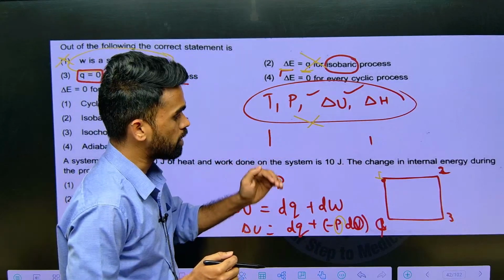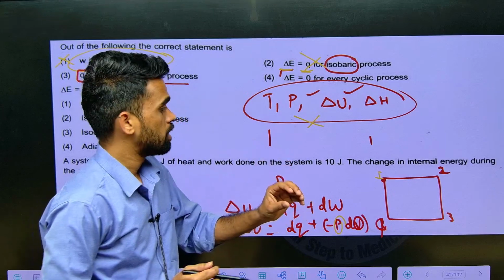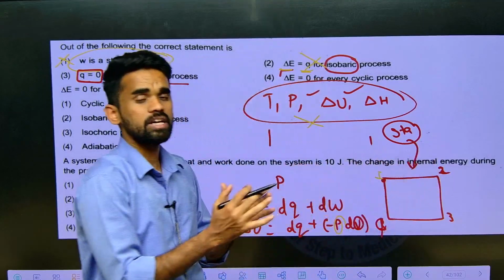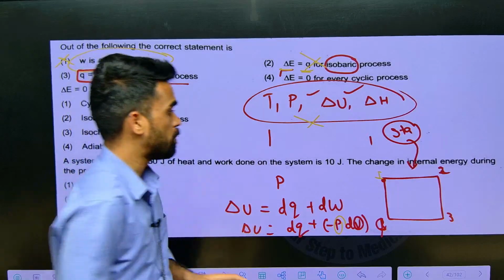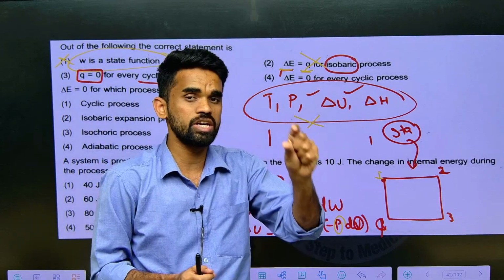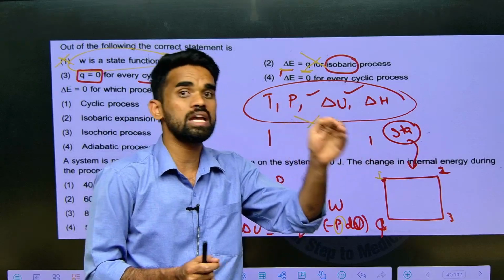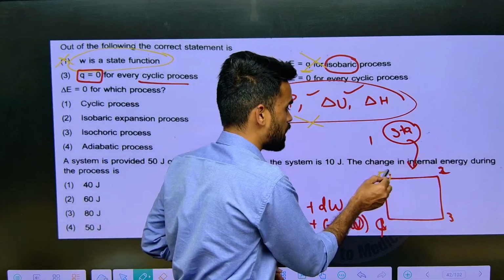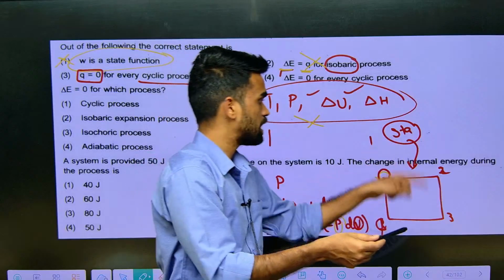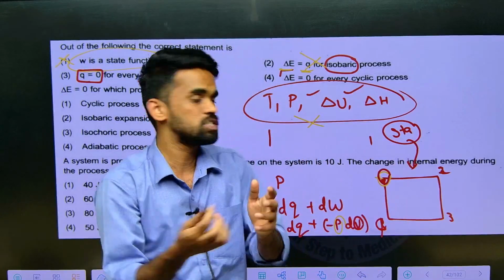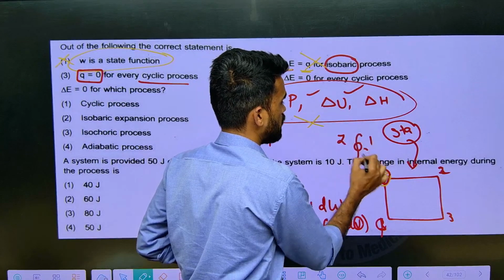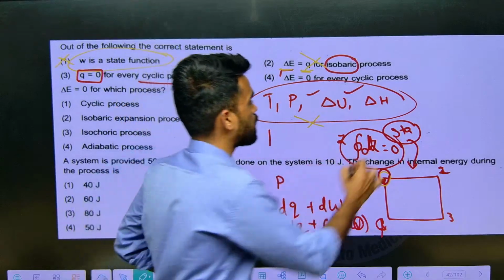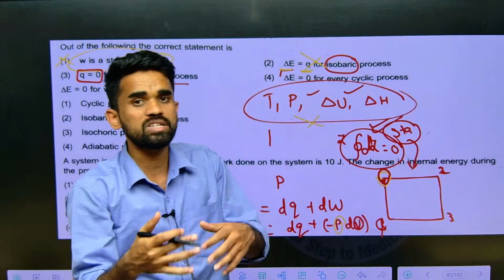For a state function operated in a cyclic loop, the change in that function value will be 0, because, as I told you, for a state function the change depends only on the initial and final values. The initial step is 1, and the final step is also this one. So the change in that state function will be 0. If z is a state function, the integral of dz will be 0. This is applicable only for state functions. For a path function it may or may not be.